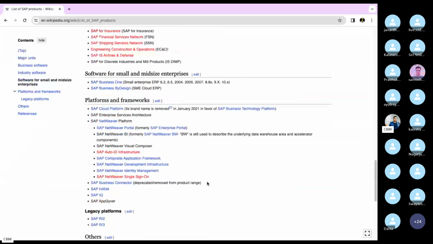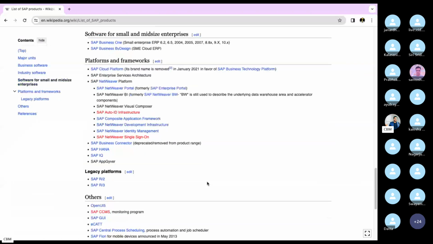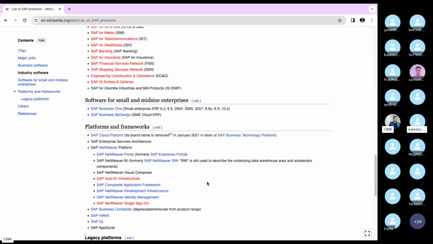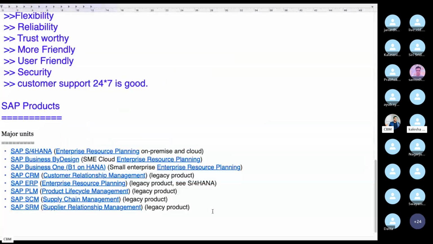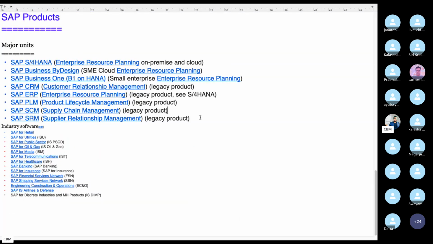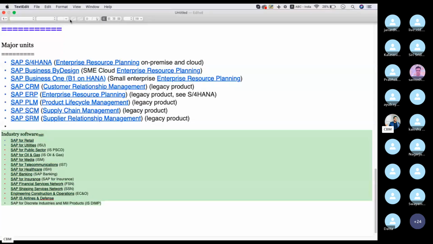So generally, what kind of business is SAP suitable for? Here are some examples: manufacturing, banking, insurance, logistics, supply chain management, healthcare, and retail.